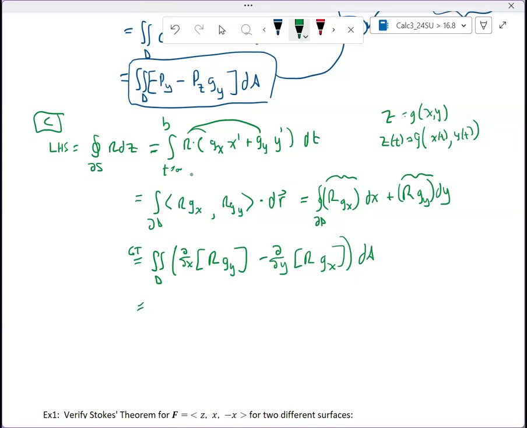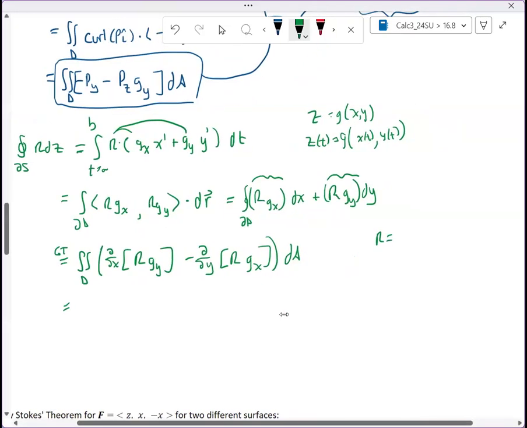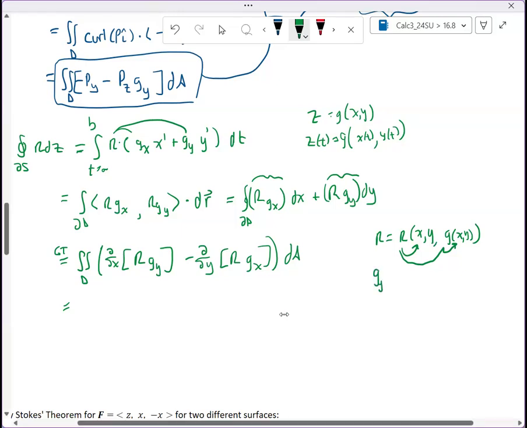Okay, so what do I need to do now? I need to be super careful with this. So R is R of x comma y comma g of x, y. So R depends on, for instance, x in two different ways. One's directly and one is through the intermediate function g. And gy, for instance, is just gy of x comma y, just depending directly on x and y.